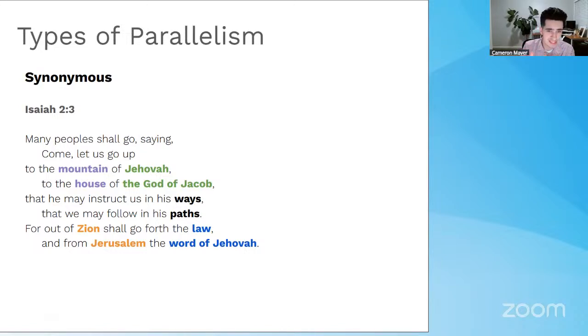So to give you an idea of what that looks like, Isaiah 2:3 captures this, and we'll see it all over. Many people shall go, saying, Come, let us go up to the mountain of Jehovah, to the house of the God of Jacob, that he may instruct us in his ways, that we may follow in his paths. For out of Zion shall go forth the law, and from Jerusalem the word of Jehovah.